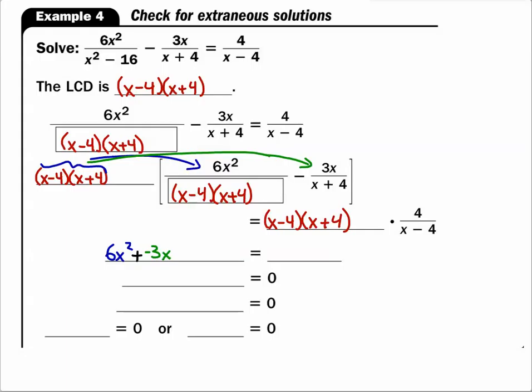Over on the right of the equal sign, this x minus 4, x plus 4 distributes or multiplies, and the x minus 4s cancel. Boom, boom. And you just have the 4 and the x plus 4. So, with that in mind, I'm just going to write it all out. I have 6x squared minus 3x squared plus 12x. And over there I've got a 4x and a 16.